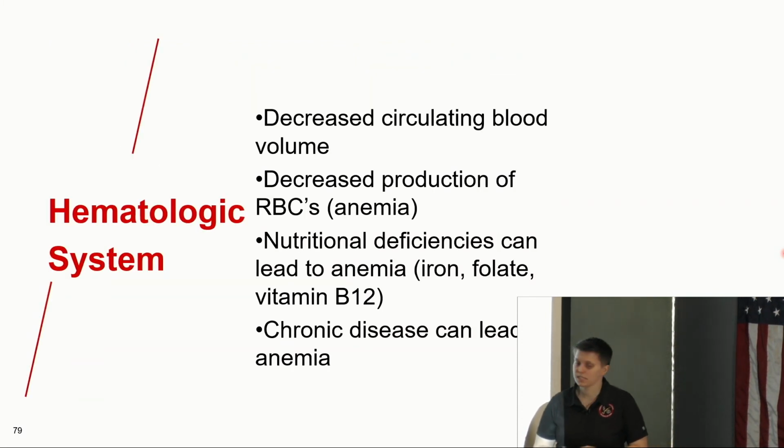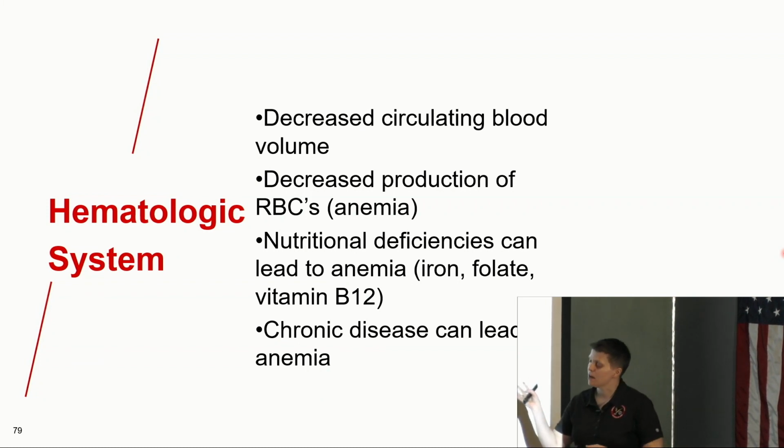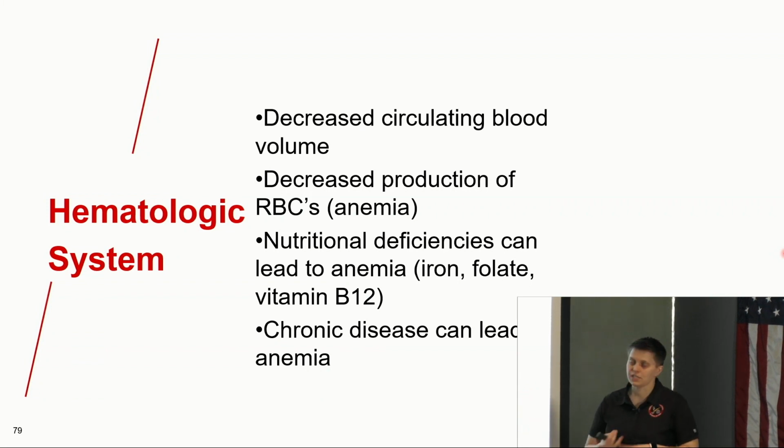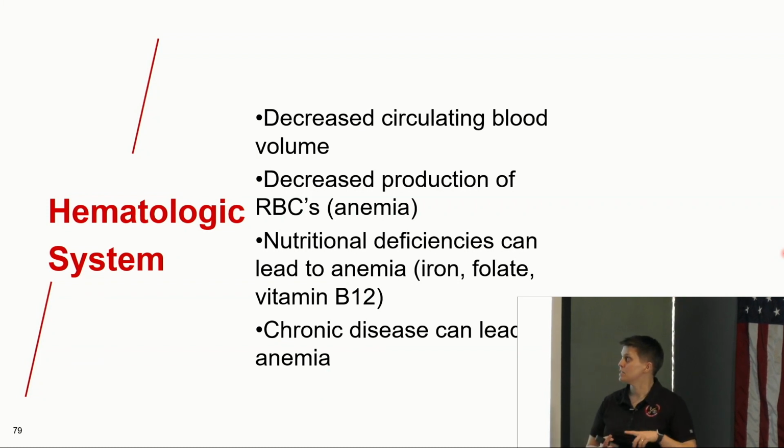All right, the hematologic system. I think we're coming to the end now of the different organ systems that we're going to talk about. So just to comment on the changes that we see over time. Decreased circulating blood volume, similar to that way back at the beginning of this section, when we talked about lower water volume as well. So decreased circulating blood volume is an issue.